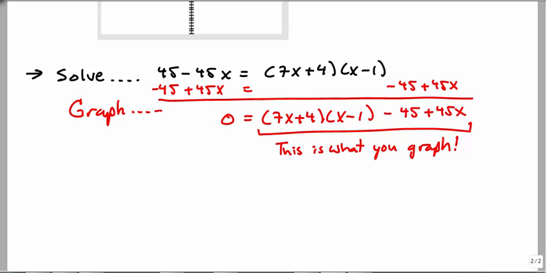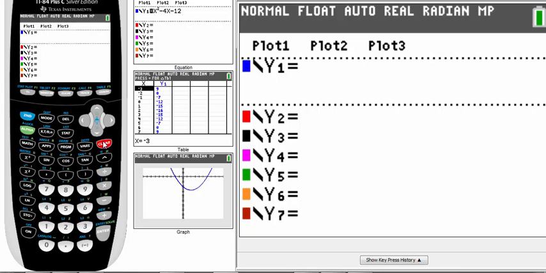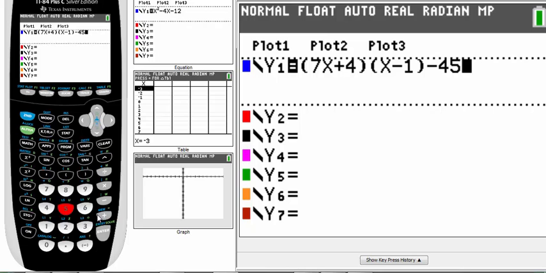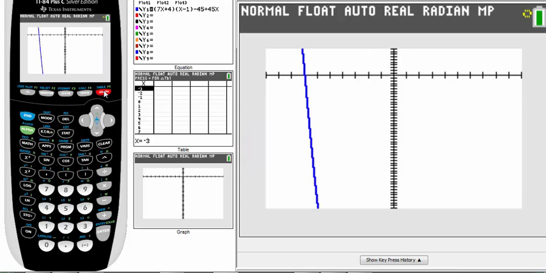So let's go ahead and jump into your graphing calculator. And again, after you hit y equal, if there's anything in here, you can just hit your clear button. We have 7x plus 4. We have to have our parentheses up here. X minus 1. And then remember, we had to subtract 45 and then add the 45x because it has to be set equal to 0. Now, we might have to change our scale here. We might not see where it crosses. Well, let's see if we can give it a try.